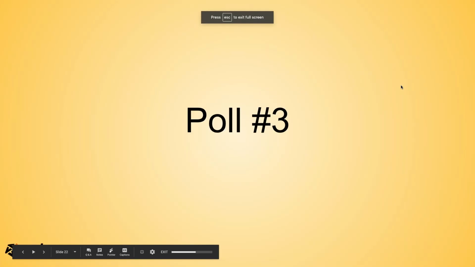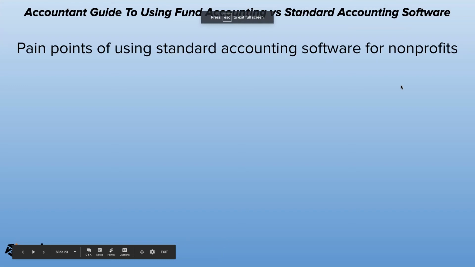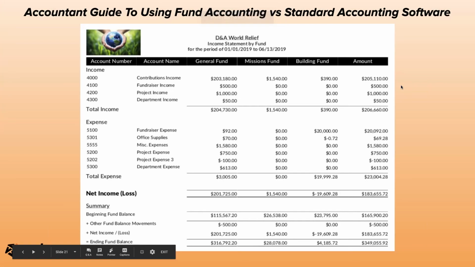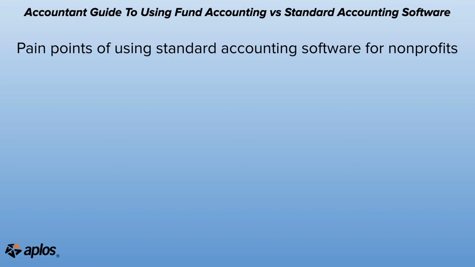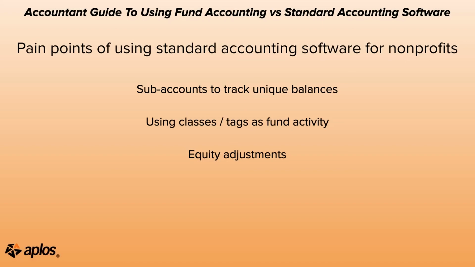Okay, so that was the section on the basic differences between standard and fund accounting. So now let's take a look at the pain points of using standard accounting software for nonprofits. Three things we're going to talk about here. One is using sub-accounts to track unique balances. The next would be using classes or tags as fund activity, and then equity adjustments. So first, let's talk about sub-accounts to track unique balances.